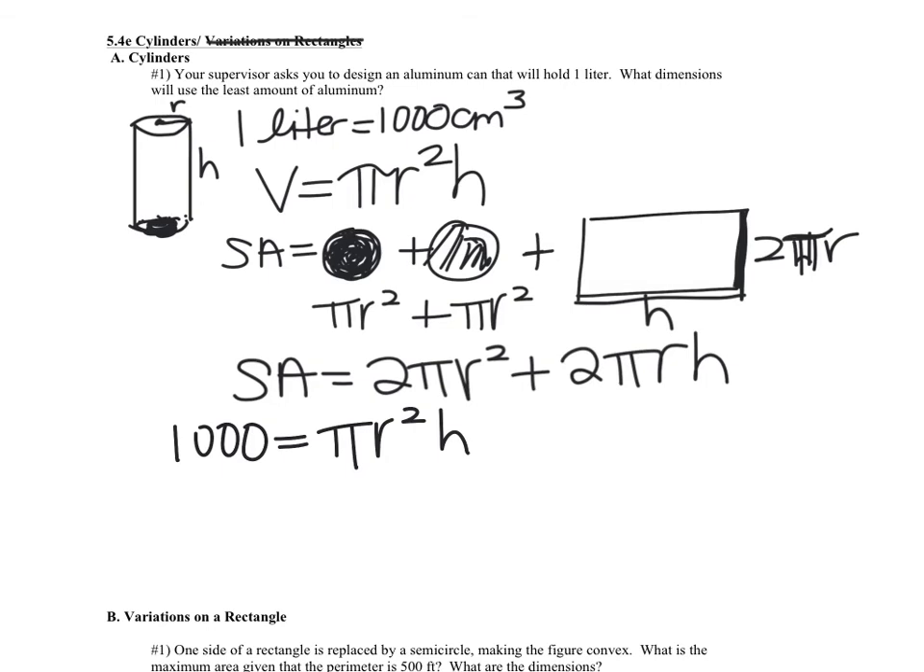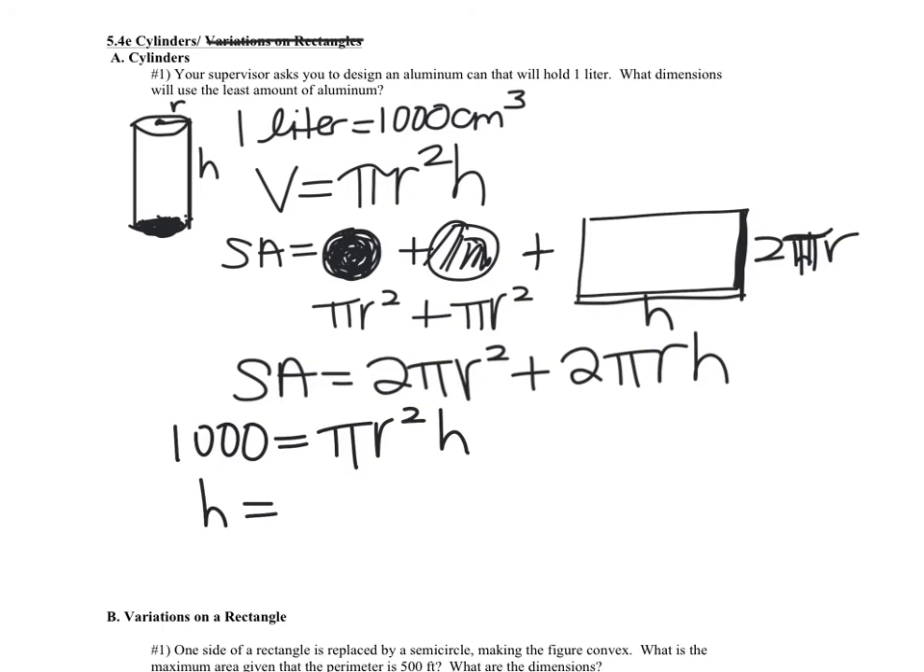How did you get pi r squared? That was from the volume. Volume equals pi r squared h. So volume is the base times the height. So the area of the base is pi r squared times the height of it. That gives you volume. All right, so let's solve for h. h equals pi r squared over 1,000.